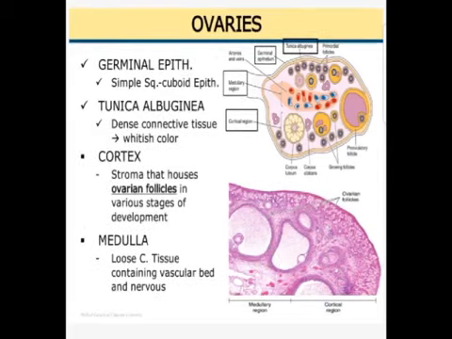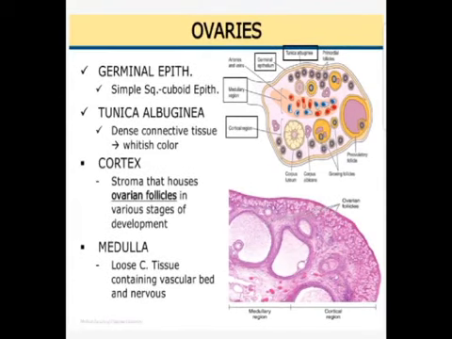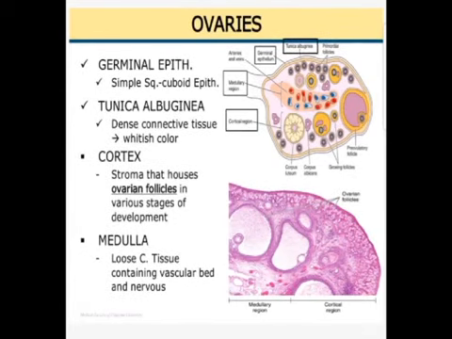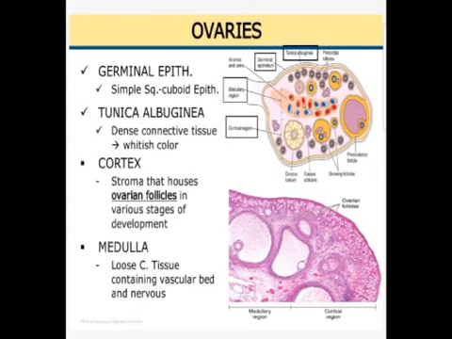Then we have got the cortex. Just beneath the tunica albuginea is the cortex stroma that houses ovarian follicles in various stages of development. So in an ovary, you can see these are the follicles which are surrounding the medulla. This inner or the middle portion is the medulla, which consists of loose areolar connective tissue containing a vascular bed. It is very vascular. There are a lot of blood vessels and nerves present in the center of the ovary, and this portion is called the medulla of the ovary.